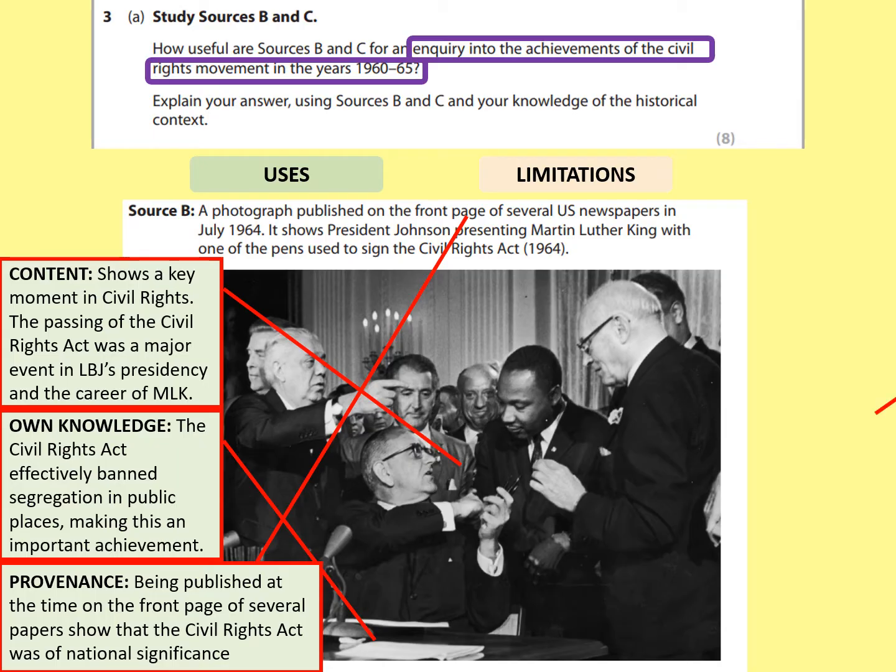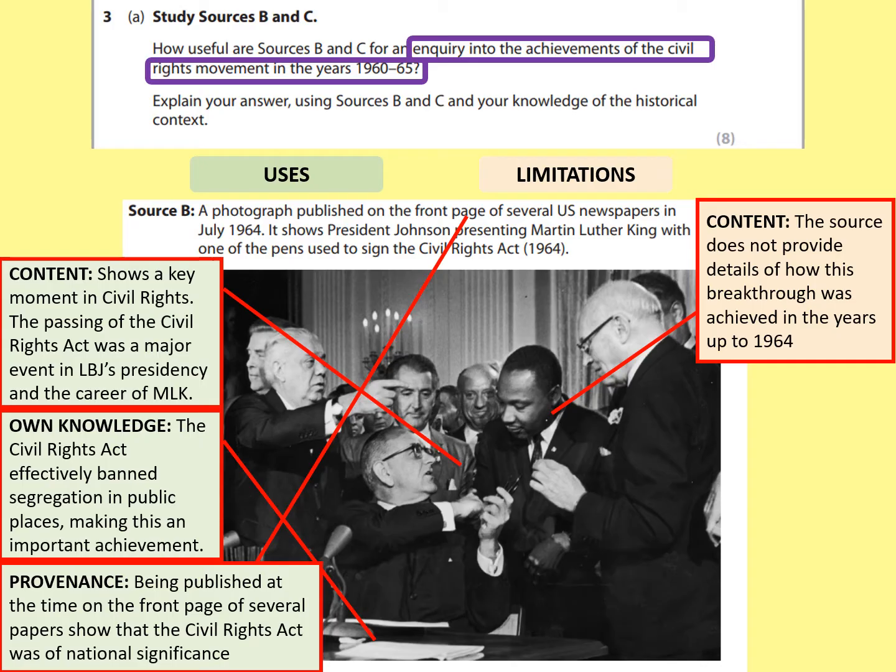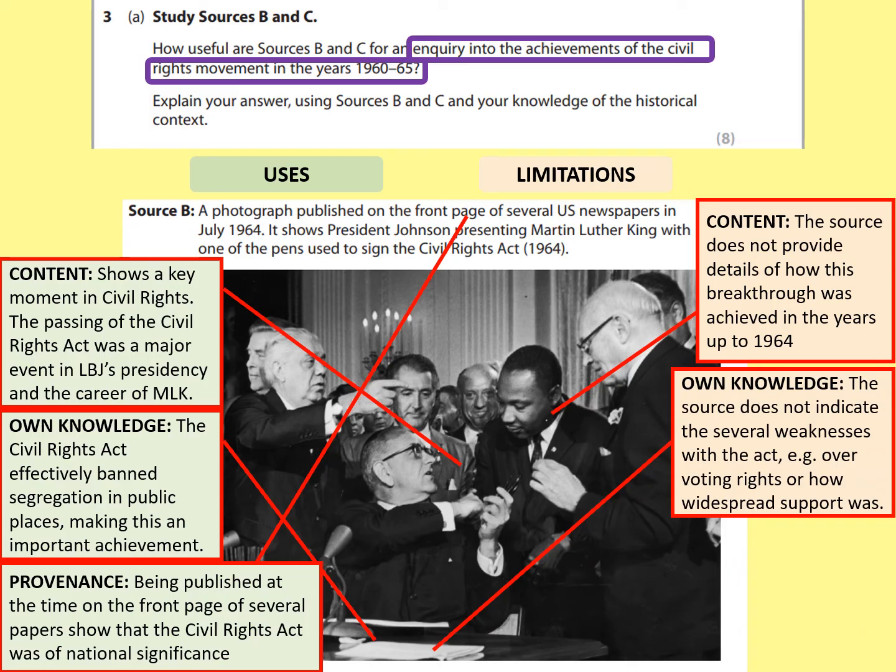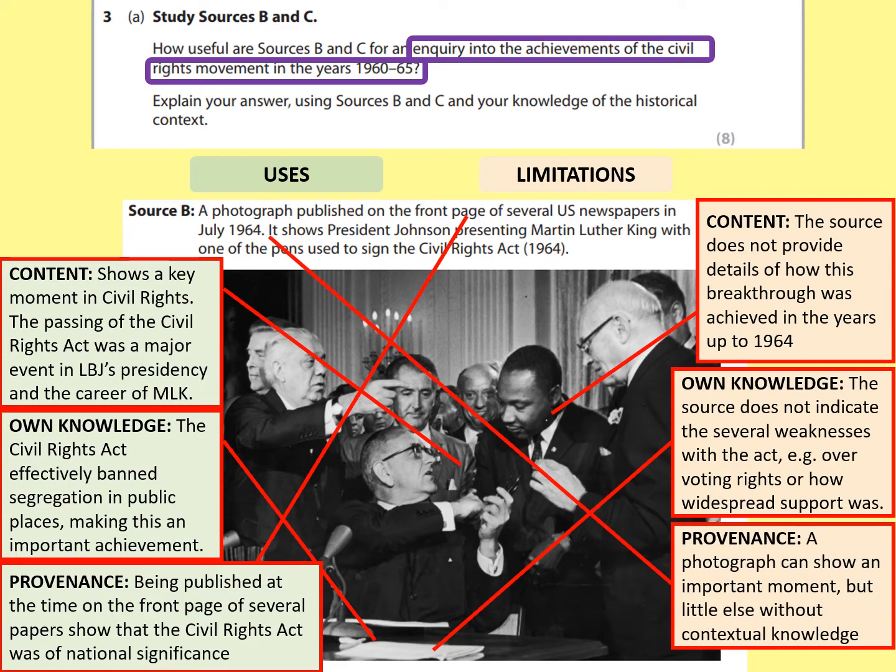Firstly, with regard to the content. The source does not provide details of how this breakthrough was achieved in the years up to 1964. My own knowledge says that the source does not indicate the several weaknesses with this act, for example over the voting rights or how widespread support was across the southern states. And also the provenance has some limitations. A photograph can show an important moment, but little else without applying your contextual knowledge, which you would need to do with this source. Alright, now let's do the same for Source C.